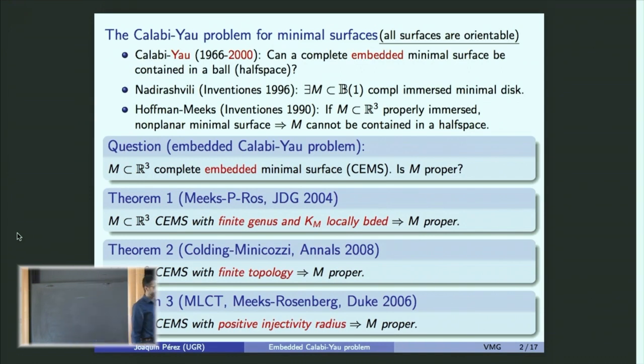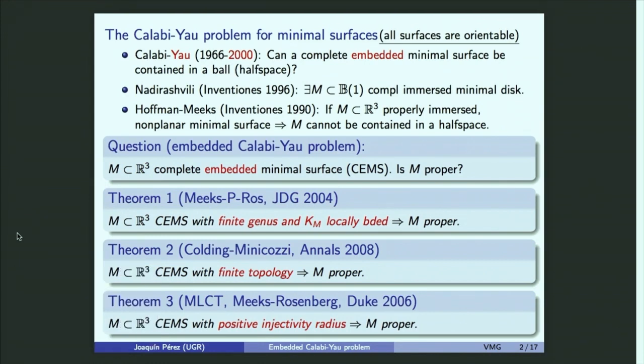More important for our talk will be this result. Colding-Minicozzi showed in 2008, or published in 2008, that a complete, that's the meaning of CEMS, complete embedded minimal surface in R3 of finite topology, so finite genus and finitely many ends, is proper. Okay? And based on the arguments in this proof, Bill and Harold Rosenberg showed, published in Duke 2006, that if you add positive injectivity radius as a hypothesis, then complete also implies proper. Okay? Then what I'm going to show is that we can generalize here from finite topology to finite genus, adding something else that I will try to justify next. Okay?